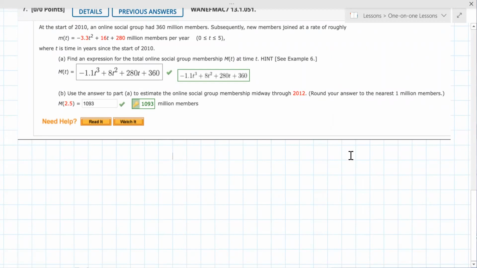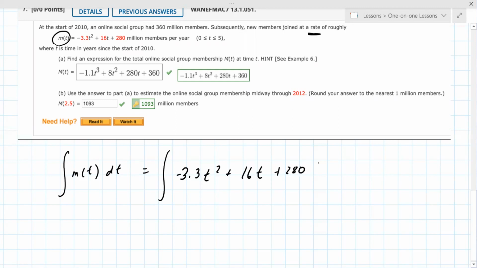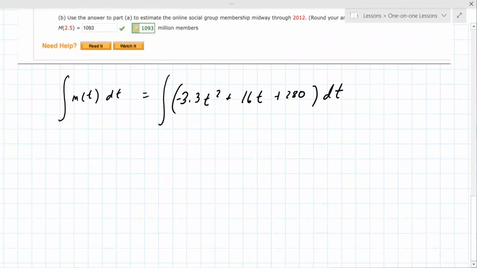So this one, they're giving you a rate. This m of t is a rate, and that means you're going to integrate this m of t just like you integrated the previous problems. You're going to find the antiderivative or the integral of this function here. For each of these, it's power rule.